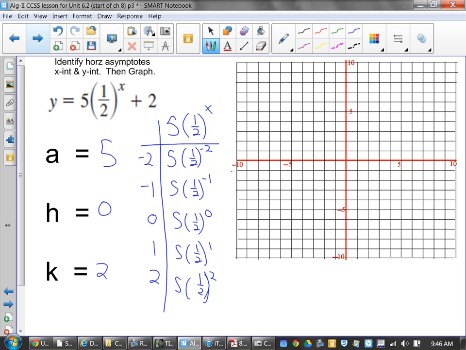Now remember, when you have a fraction raised to a negative exponent, what do you do to said fraction? Flip it. What is the reciprocal of 1/2? 2. What's 2 squared? 4. What's 5 times 4? 20. So this is at -2 and 20.